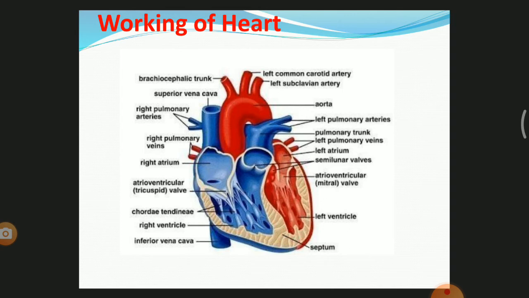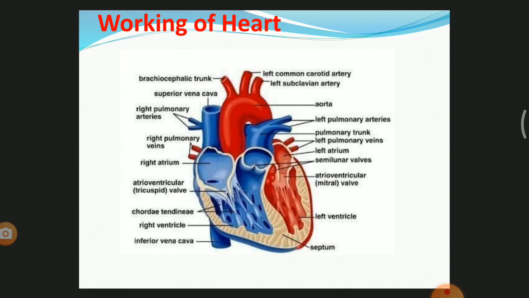In the right auricle, or right atrium, open the superior vena cava and inferior vena cava. In the left atrium open the pulmonary veins. In the right ventricle open the pulmonary arteries, and in the left ventricle opens the aorta.